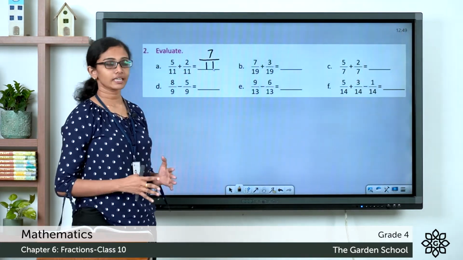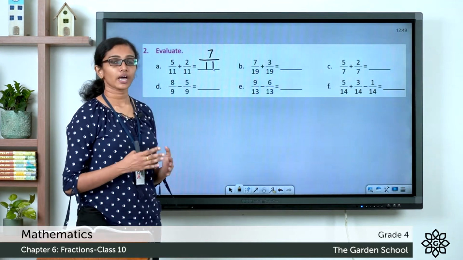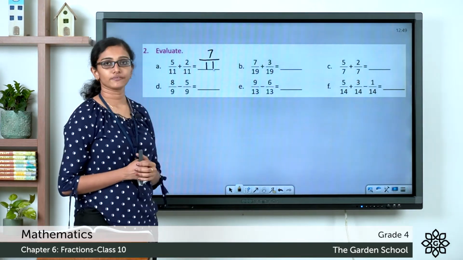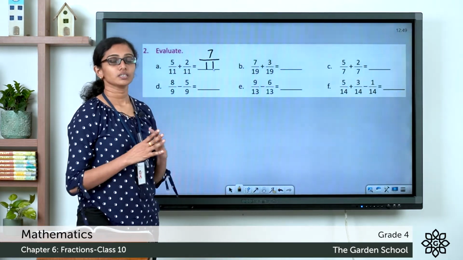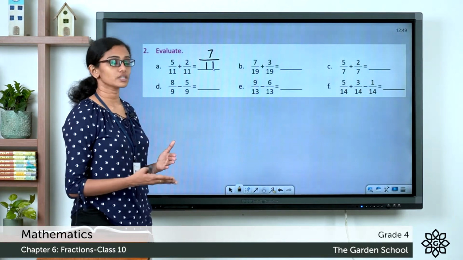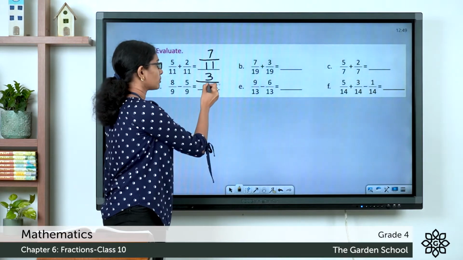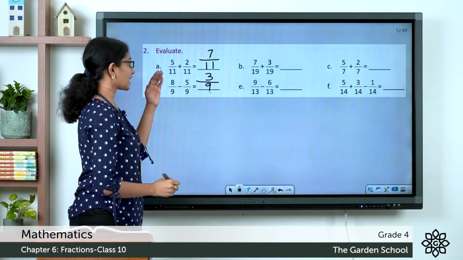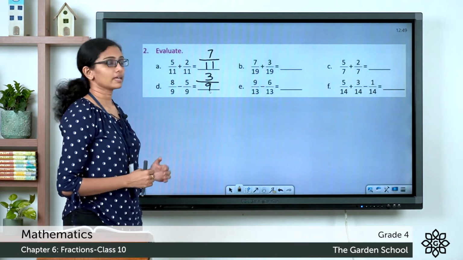Now, let's see question D. 8 by 9 minus 5 by 9. We have to subtract two like fractions. So, since they have the same denominator, just subtract the numerators. So, it is 8 minus 5, which is equal to 3 written over the same denominator 9. Hence, 8 by 9 minus 5 by 9 is equal to 3 by 9.